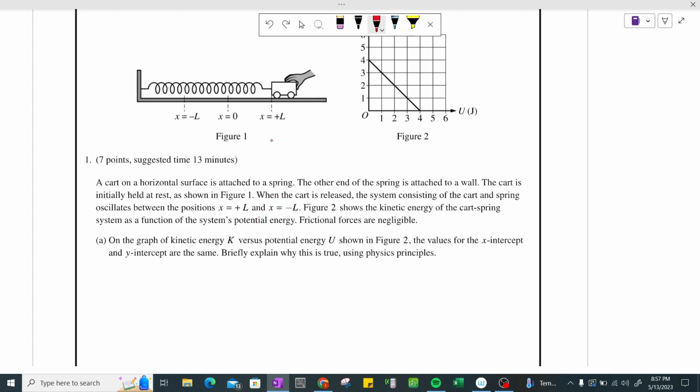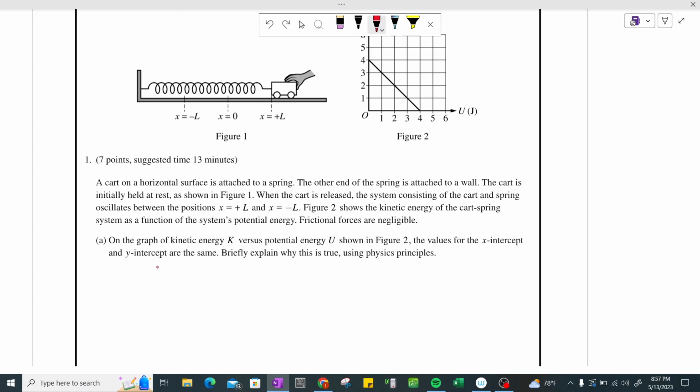So it's held, has potential energy out at this point right here. Figure 2 shows the kinetic energy of the cart spring system as a function of potential energy. And we can see it goes from 4 joules of potential to 4 joules of kinetic, just back and forth. For A, on the graph of kinetic energy K versus potential energy U, the values are the same.